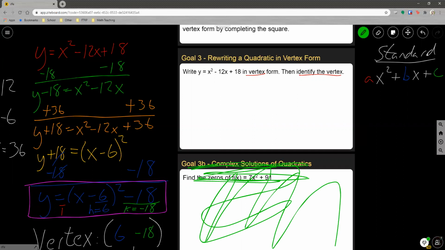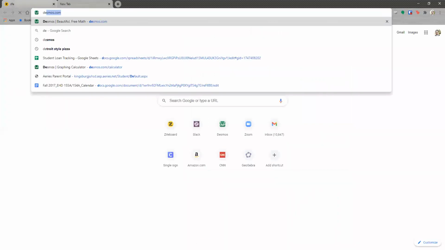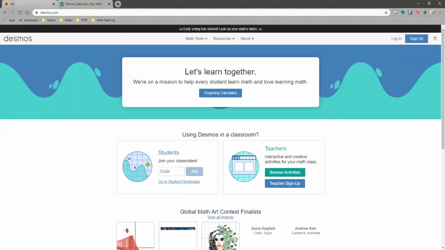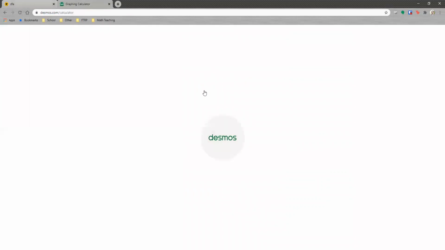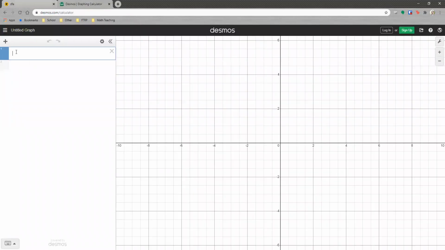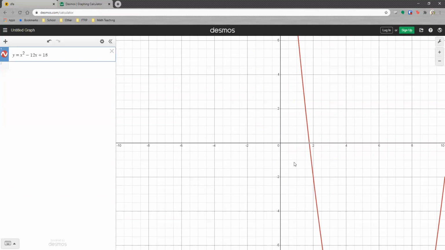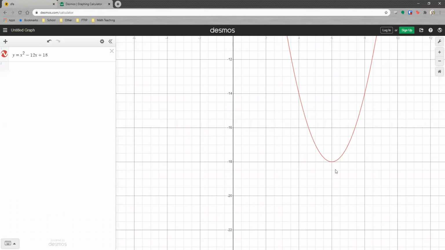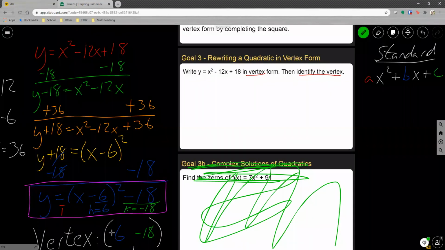Just as a little aside, I'm going to go to Desmos really quick, and I'm going to plug that equation in just to show what it looks like. y equals x squared minus 12x plus 18. And if I go way down here, sure enough, at (6, negative 18), there is my vertex, just where I thought it would be.